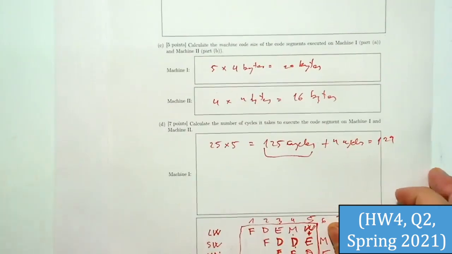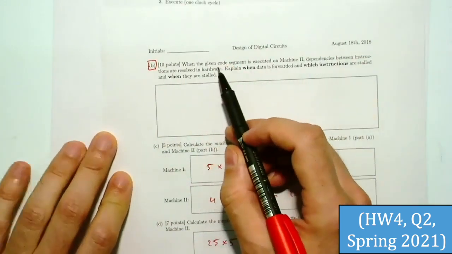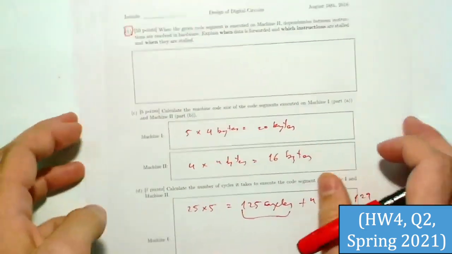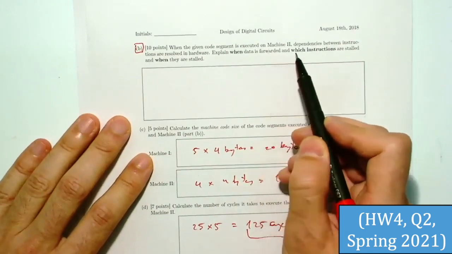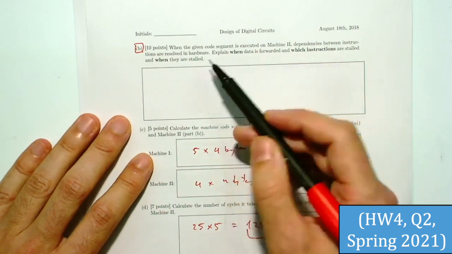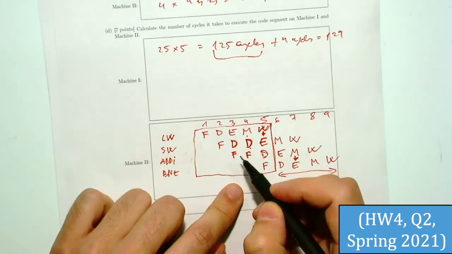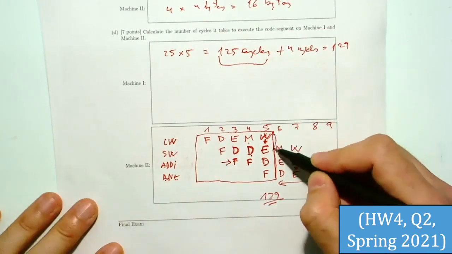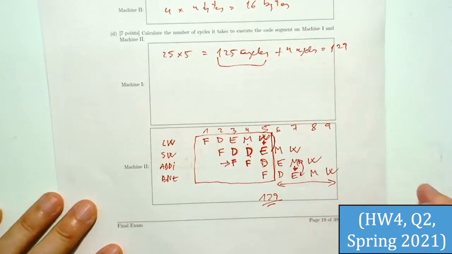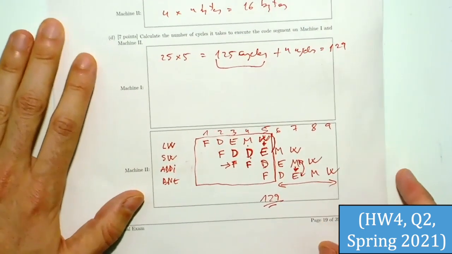And the last question is. I left this to the end because once we solve all these questions, it's very easy to solve. For the given code sequence on machine two, dependencies between instructions are resolved in hardware. Explain when data is forwarded and which instructions are stalled and when they are stalled. We already see that we stall here, and we have data forwarding here and here. Okay. Questions?